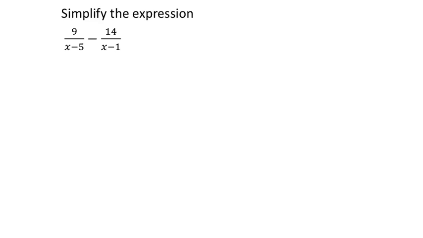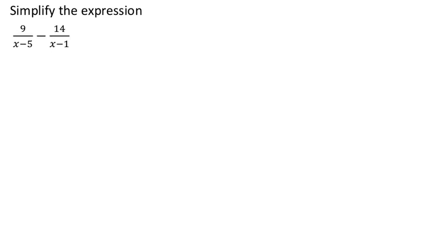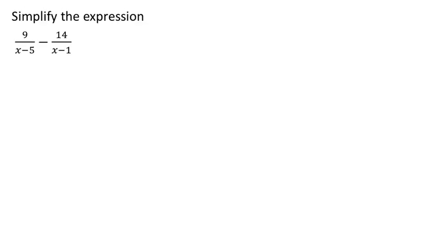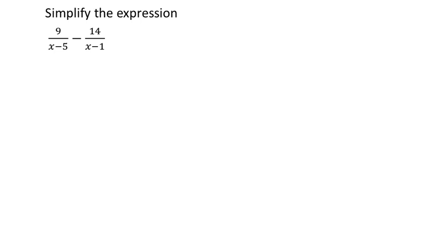Here, now we have two binomial denominators and they don't match. So we're going to have to force them to match. We're going to make them do what we want them to do, right? To start out, I'm going to put these in parentheses just so we don't get them mixed up, okay? And I see I've got a denominator of x minus 5 and an x minus 1.